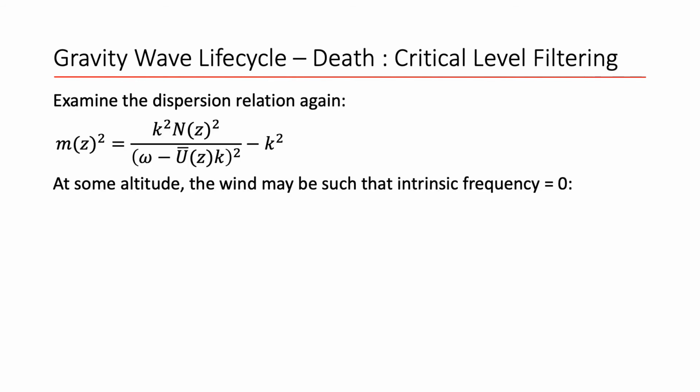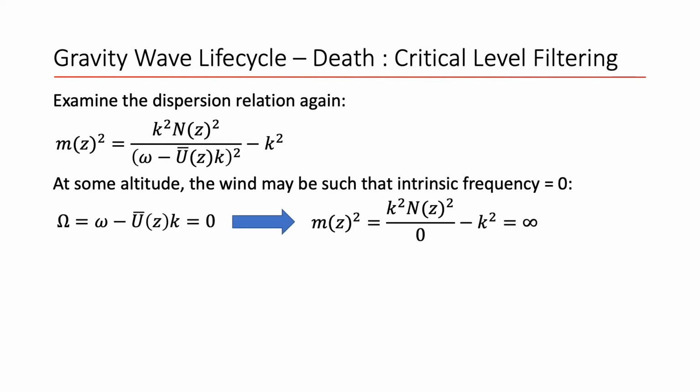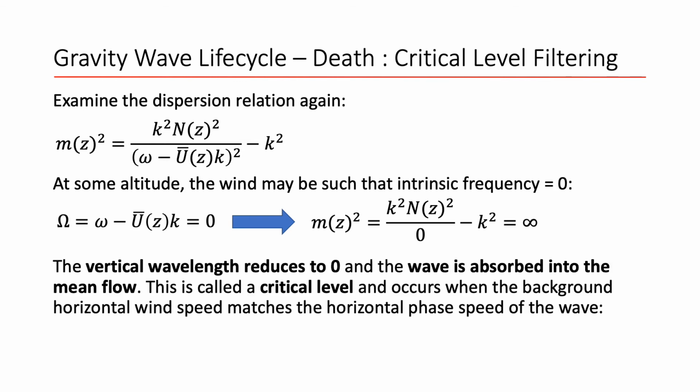If we examine that dispersion relation again, there's a point where the denominator, this omega minus Uk, can go to 0. And when it does so, the vertical wave number goes to infinity because you're dividing by 0, and so the vertical wavelength actually goes to 0. This is known as a critical level, and the wave is absorbed into the mean flow. In reality, this happens where the phase speed of the wave, omega over k, is equal to the mean flow. So if you get an altitude level where the horizontal phase speed of the wave is equal to the mean flow velocity, then this will happen and the wave will be critical level filtered.